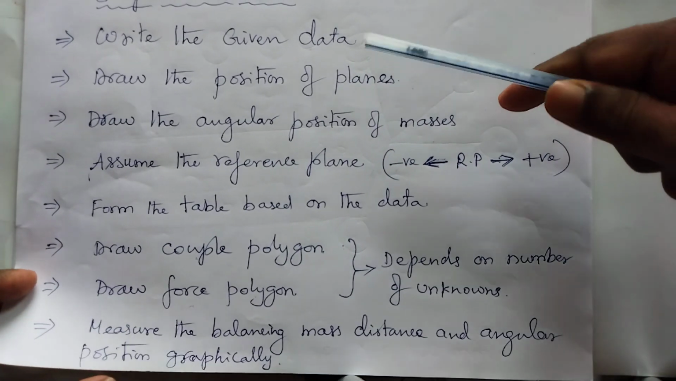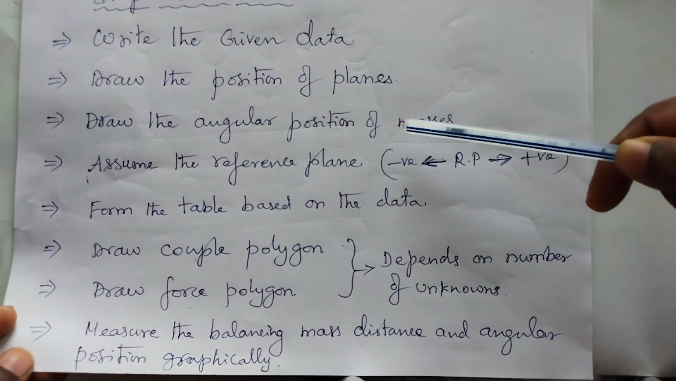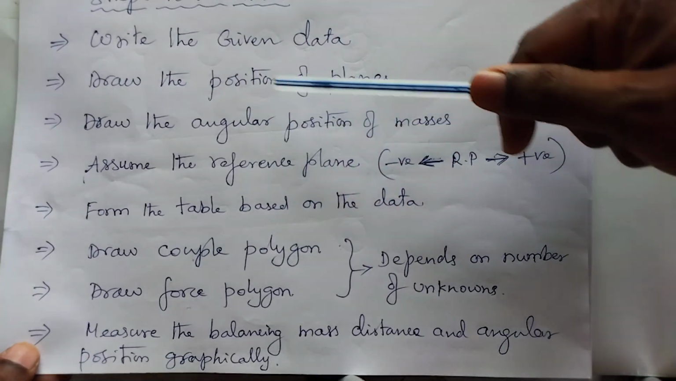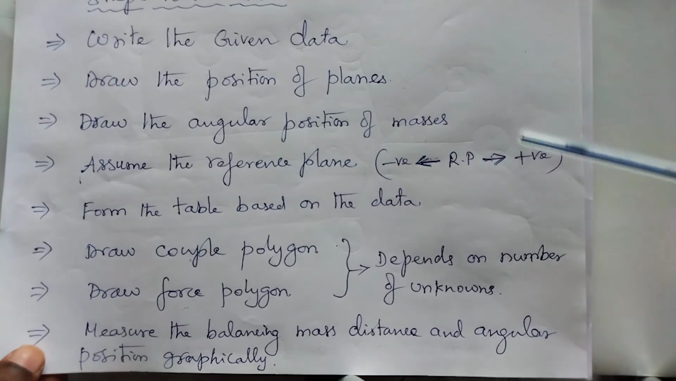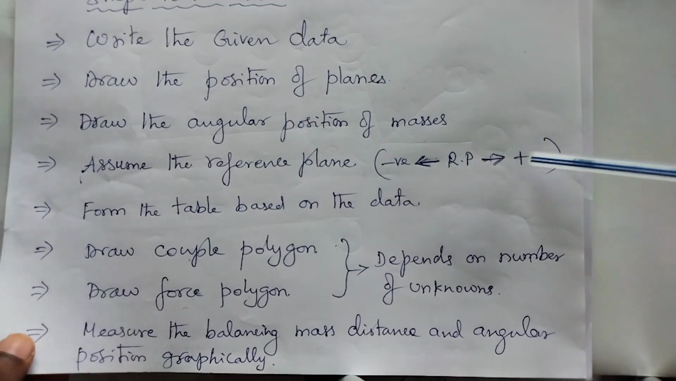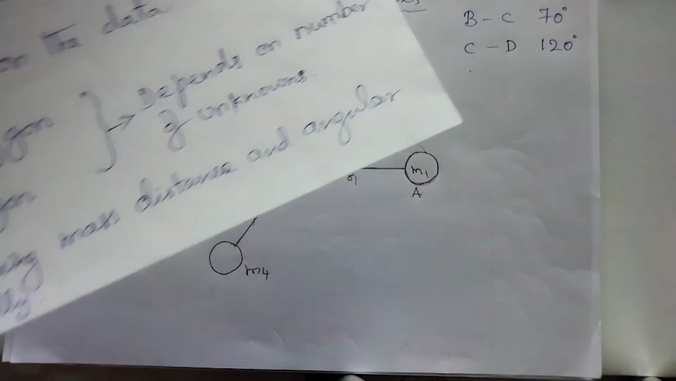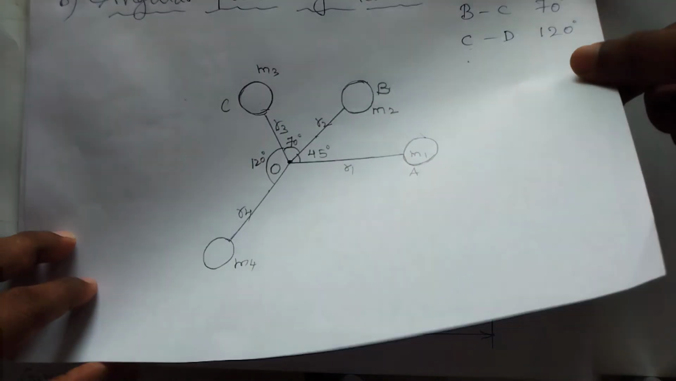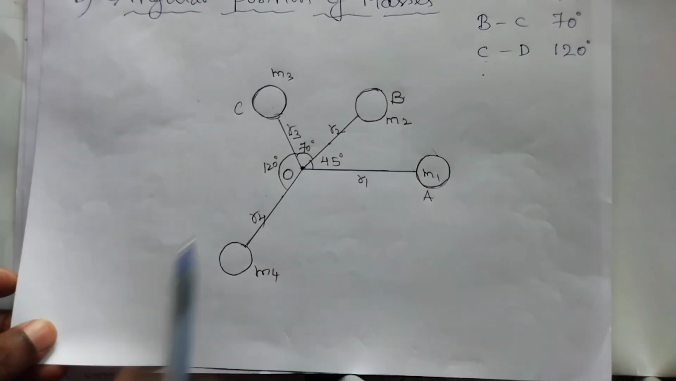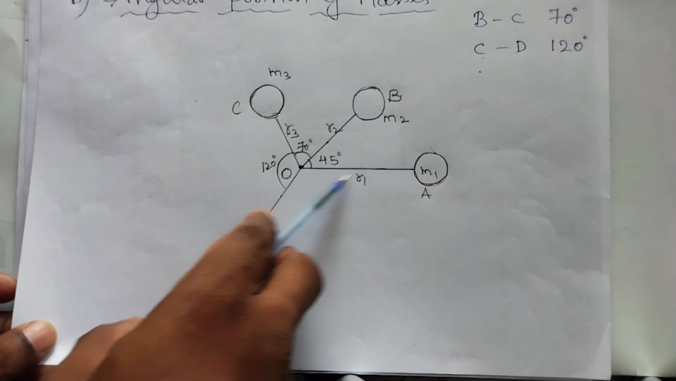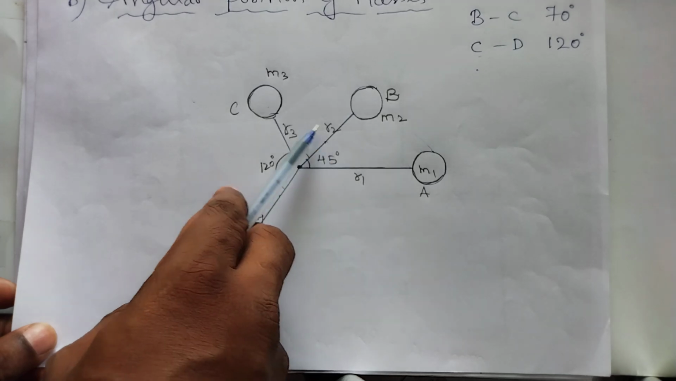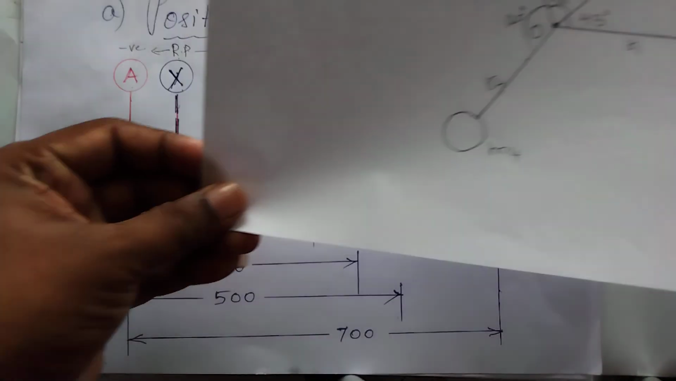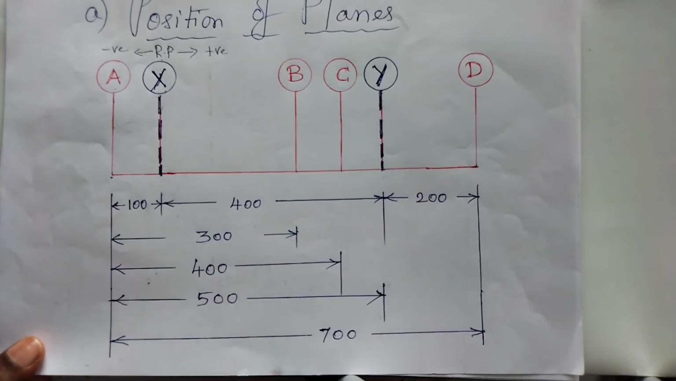So I told you, first one given data, second one position of planes, third one position of masses. Next, we have to assume the reference plane. From the reference plane, left side negative, right side positive. So here you can see the angular position of masses. I told you this will be the origin point. From here horizontally you have to fix the first mass, followed by the corresponding angles, mass 1, mass 2, mass 3, mass 4. And this one represents the position of planes.